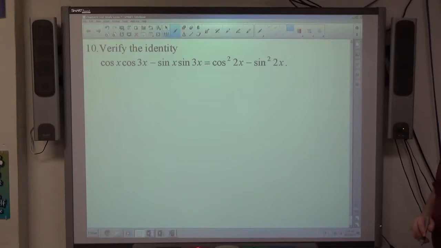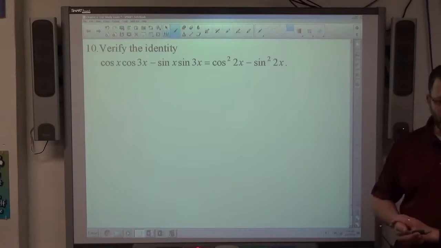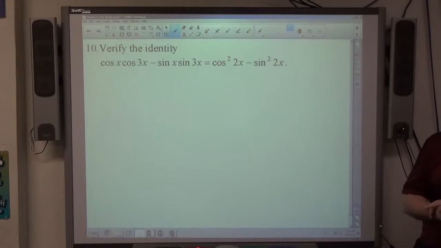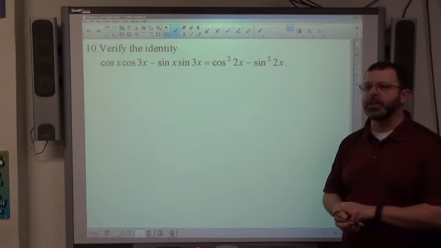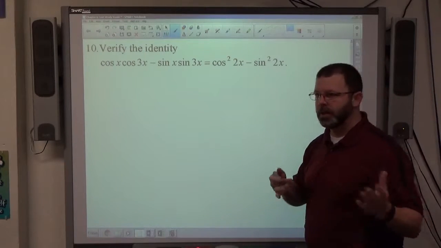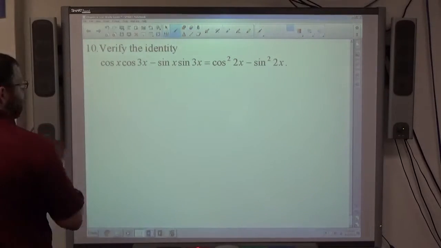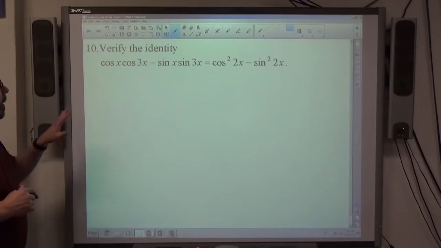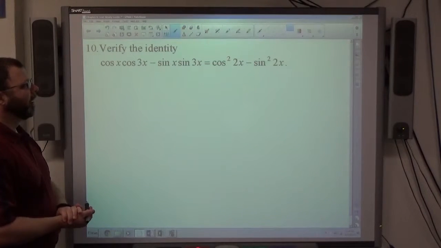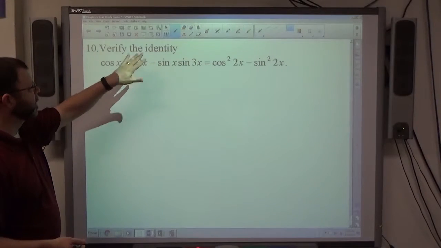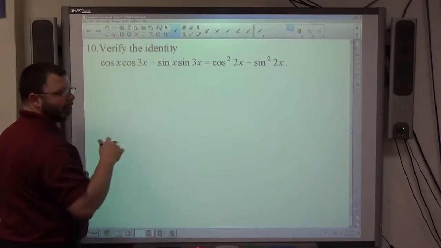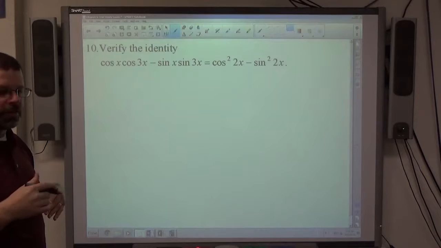Number 10 and 11 and 12 were all verification of identities. I'll say for the identities on the test, similar techniques will be used. So this one's going to be all about substitution with the sum of difference identities, so expect that to happen. I have a choice of starting on this side, doesn't matter which side I start on. I'm going to start on the left. It looks to me like I can do more stuff with the left-hand side. I recognize cosine, sine is the cosine of a sum or difference, number 33.